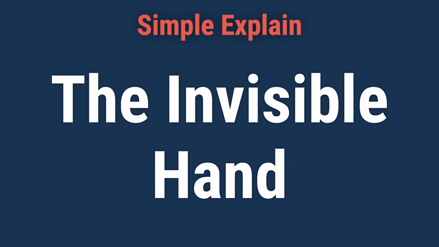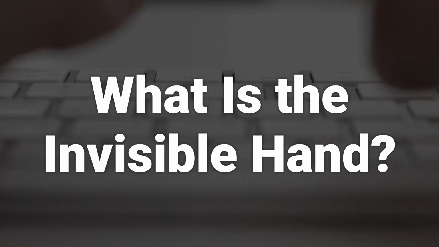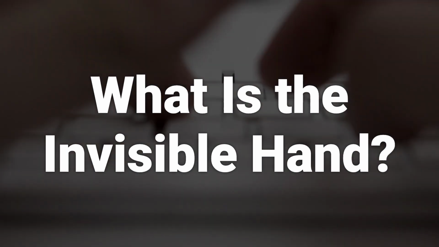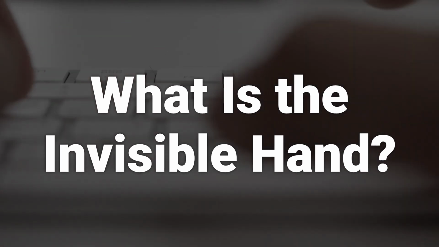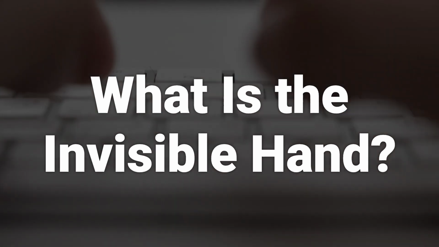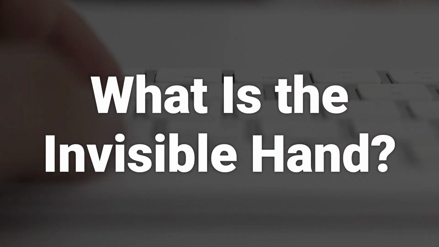Hi. Let's learn about the invisible hand in economics. The invisible hand is a metaphor for the unseen forces that move the free market economy. Through individual self-interest and freedom of production and consumption, the best interest of society as a whole is fulfilled.